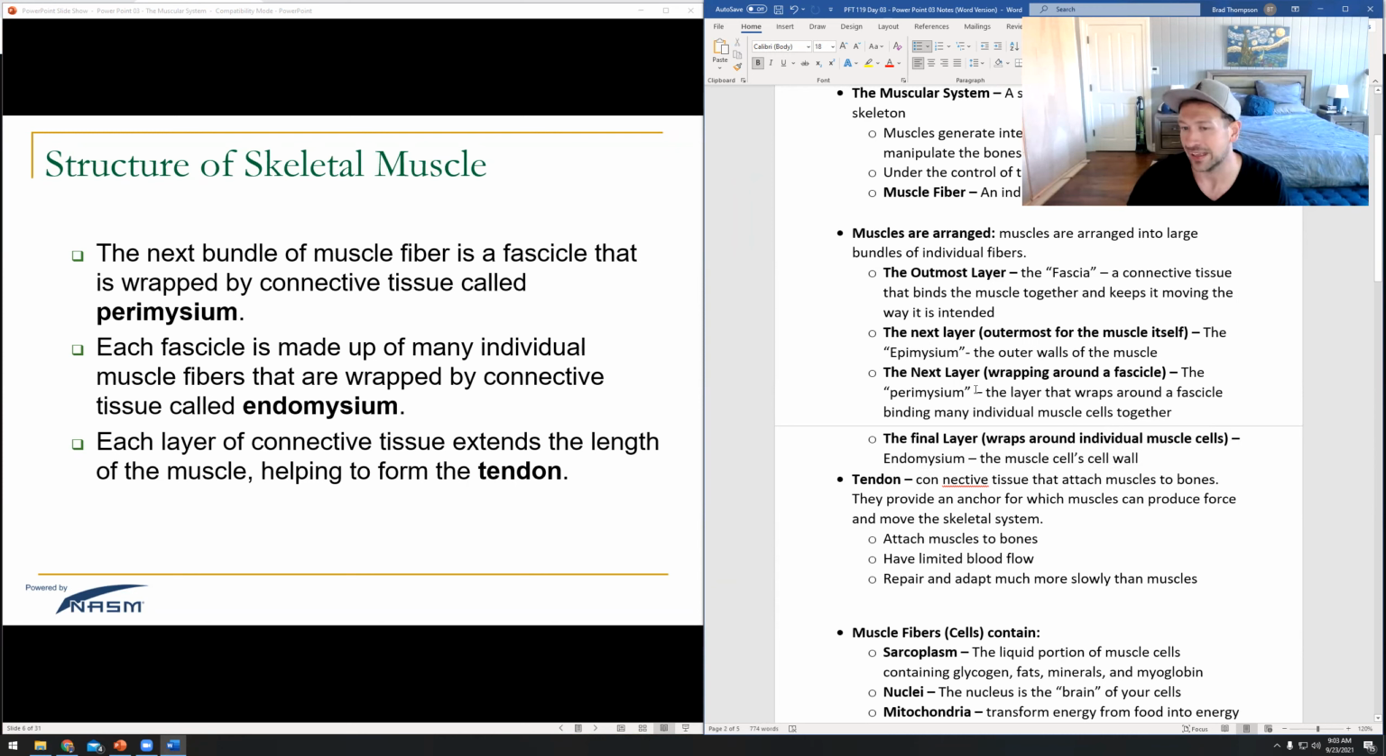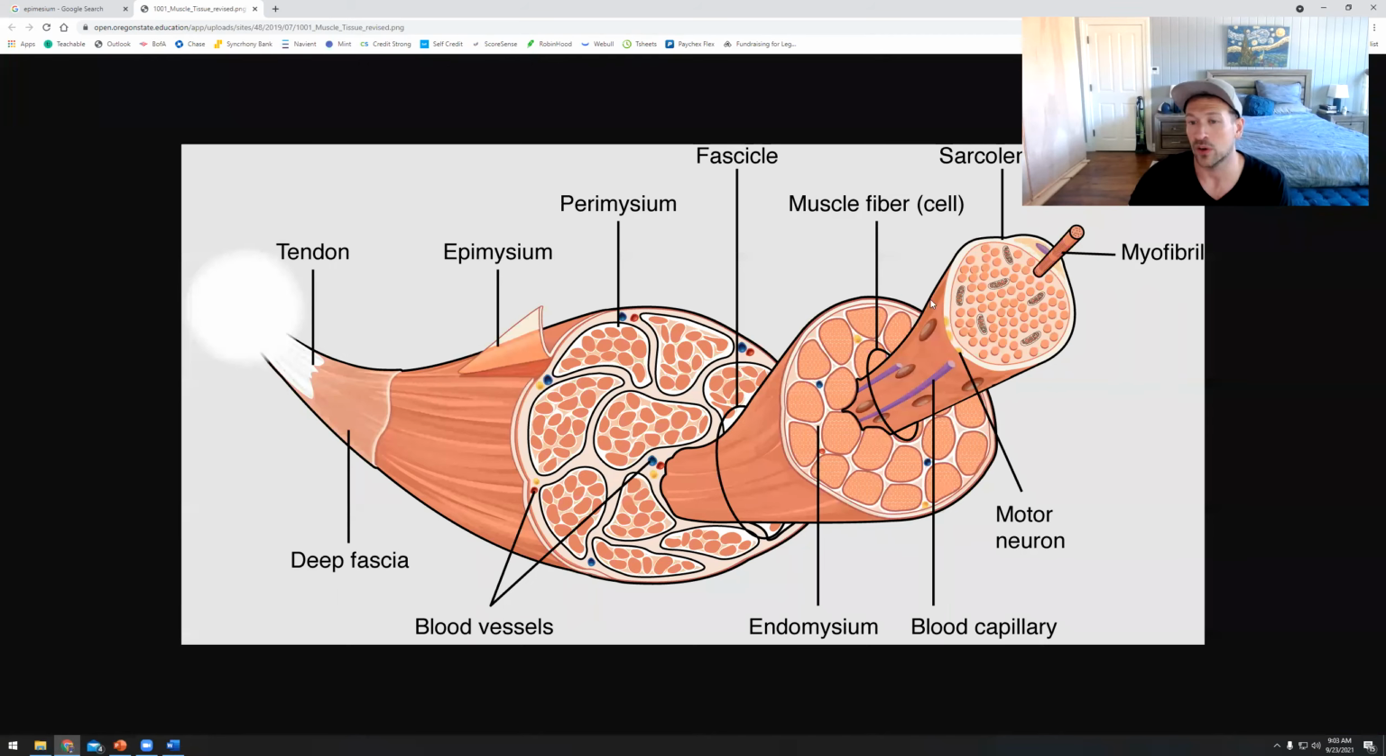So those are all the layers, right? If we go in reverse, we've got an individual muscle cell here. And it's got a wrapper around the outside of it that we're going to call the endomysium. That's the cell wall. And then that muscle fiber is going to be bound up together with a whole bunch of other muscle fibers into what is called a fascicle. And that fascicle is going to be bound together in its outermost layer that we call the perimysium.